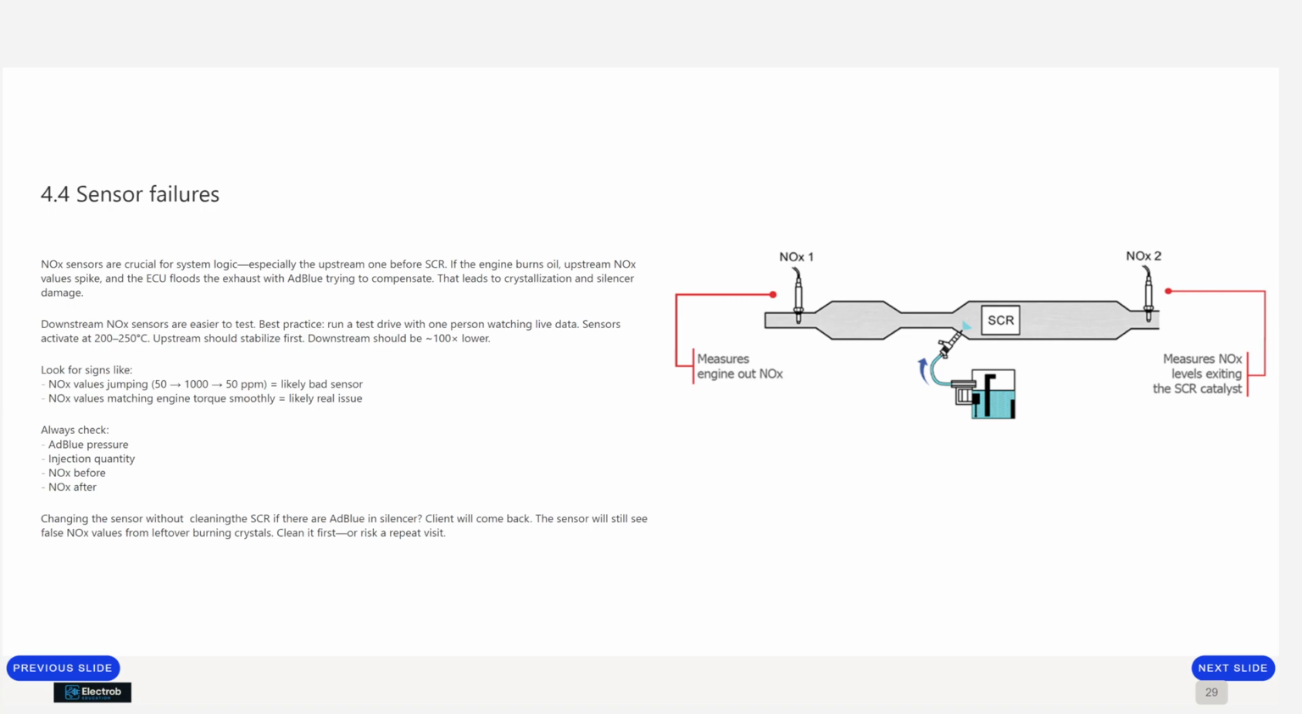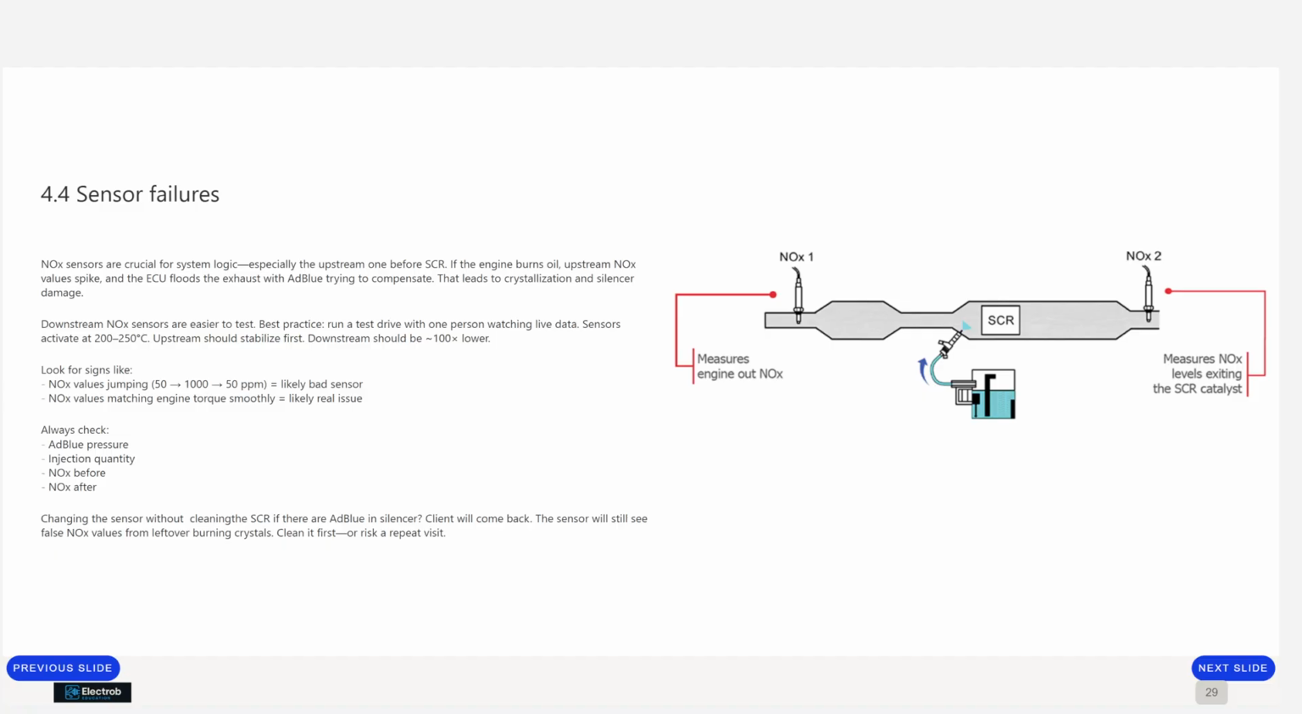NOx sensors are crucial for system logic, especially the upstream one before SCR. If the engine burns oil, upstream NOx values spike, and the ECU floods the exhaust with AdBlue trying to compensate. That leads to crystallization and silencer damage. Downstream NOx sensors are easier to test.